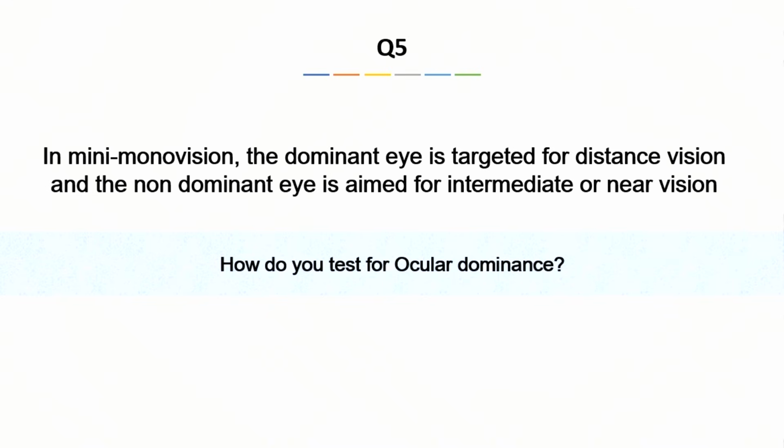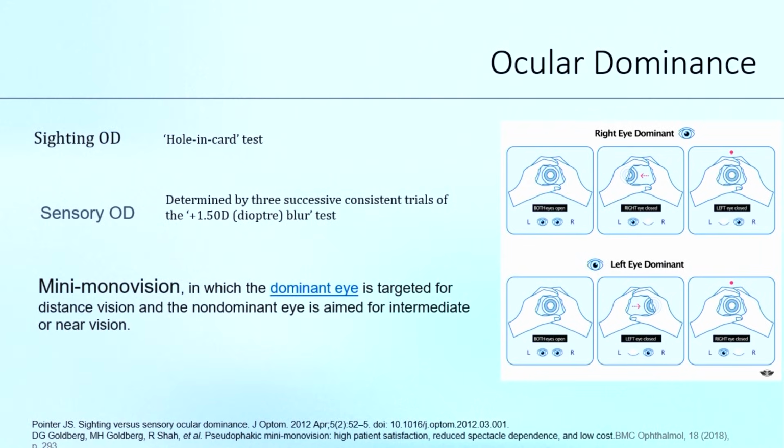Ma'am, when we're given a paper with a hole, if you ask to see the distance through the hole, whatever eye we use, that is the dominant eye. Excellent. Yeah, so that's how we test for ocular dominance.